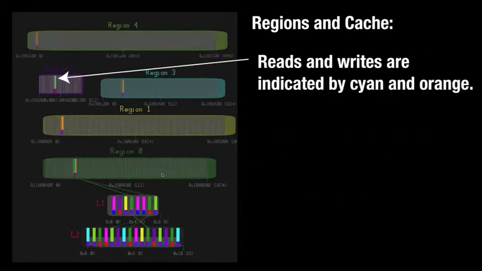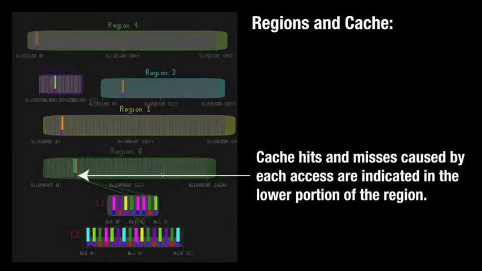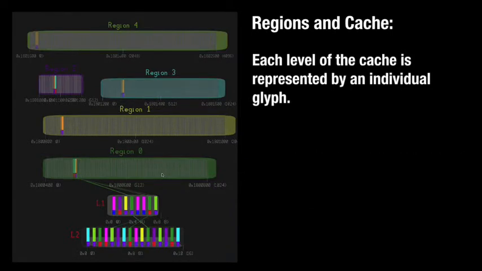Reads and writes are indicated by cyan and orange. Cache hits and misses caused by each access are indicated in the lower portion of the region. Each level of the cache is represented by an individual glyph.